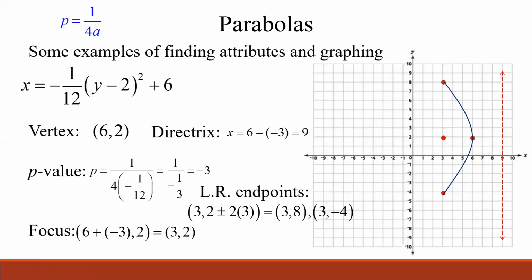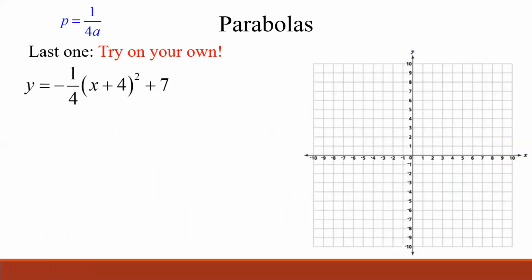It is a good idea to look at the formula and say, okay, is it going up, down, left, or right? What comes first? What's my a value? That kind of narrows it down to the direction, and then everything else falls in. Okay, so I've got a third example. I'm going to have you pause the video here and try to do this on your own. Remember, write the vertex down, see which direction it is going. Is it going up, down, left, or right? Find your p-value, find your focus, directrix, and latus rectum endpoints. So go ahead and pause the video, give that a shot. And I'm going to show you just the final answer here in about 10 seconds.